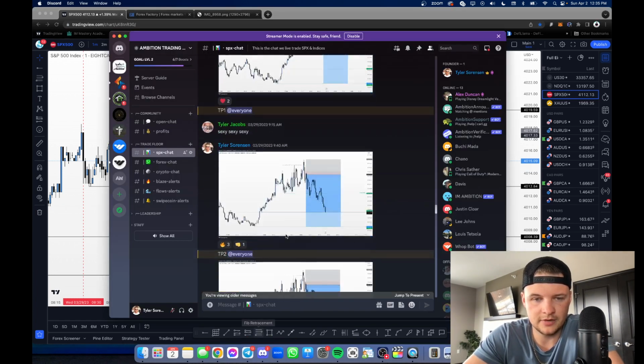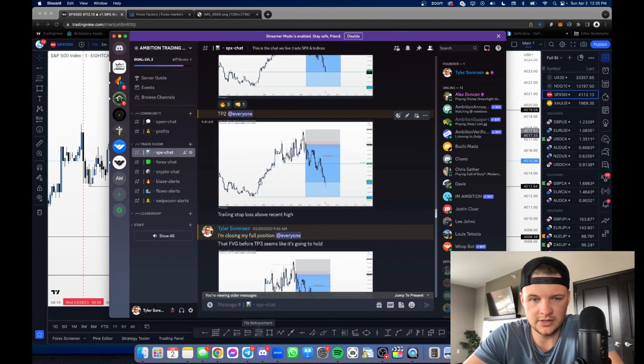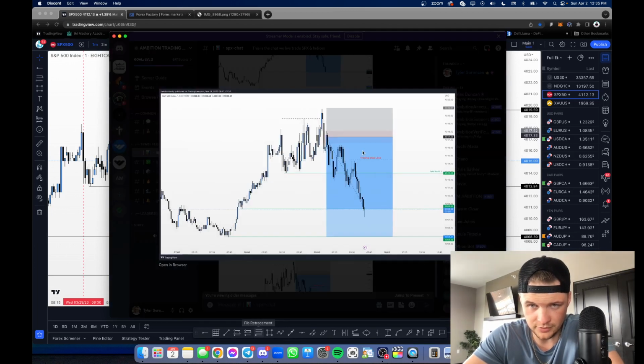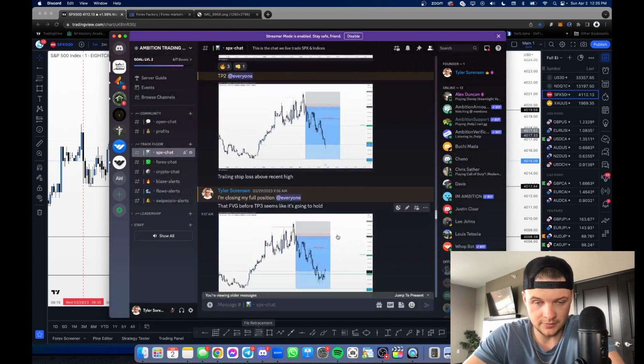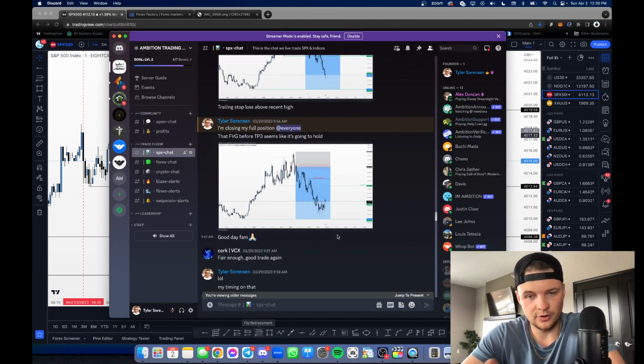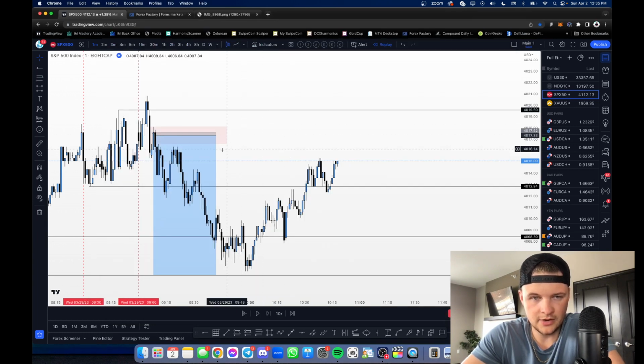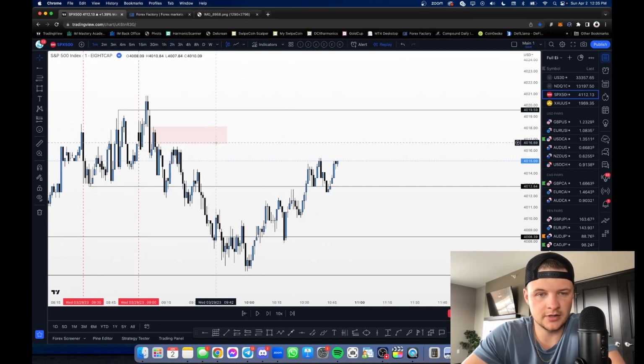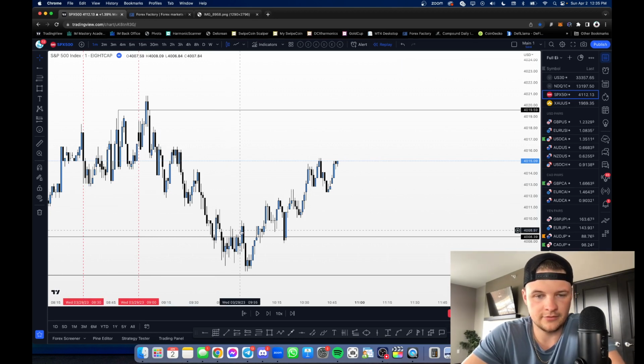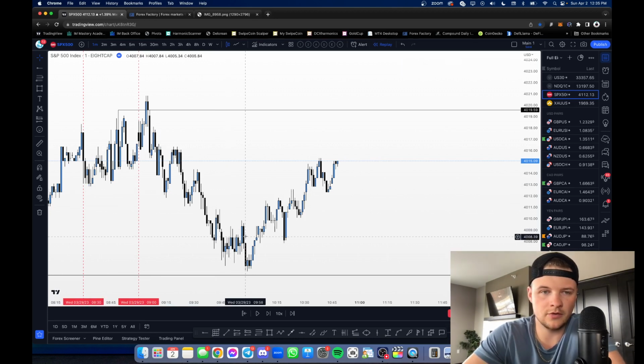At that point, I'll show you guys where I said trail stop loss. So I said trailing stop loss above recent high when price was down here. So this is where our stop loss was moved up to. So 2 take profits with a little bit of extra, getting stopped out in profit like that. And then we're out for Wednesday, right? So Wednesday, another good day. Tuesday, Wednesday, looking good. Now we've got Thursday and Friday yet to go over.